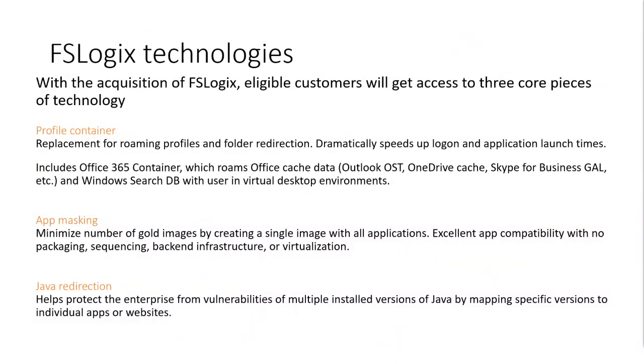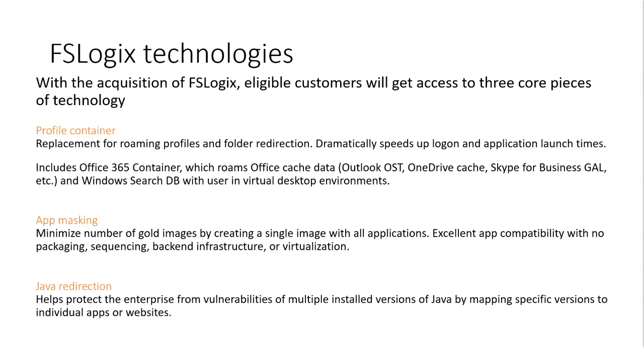Now, FSLogix. So I spoke about user profile technology before, right? How do you store the user profiles and everything? Traditional RDS roaming profiles have had a lot of issues with things like Office 365, especially with OneDrive, right? Some of the CSP partners out there listening to this will probably be aware of this and have seen this issue before in the past.